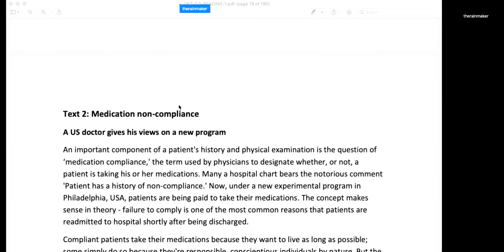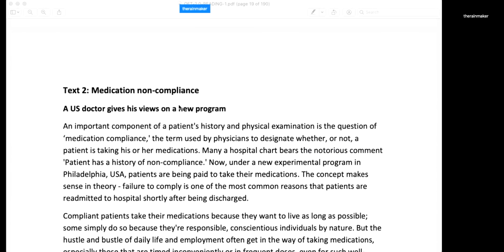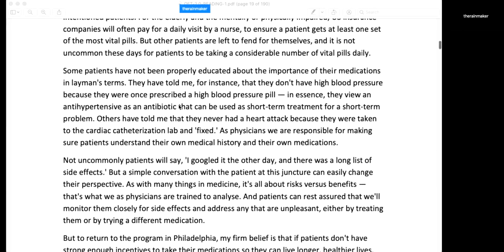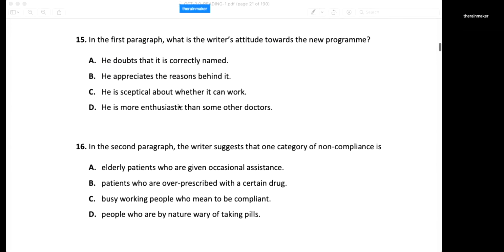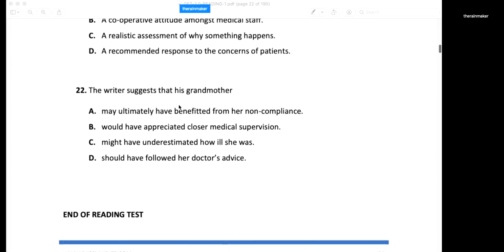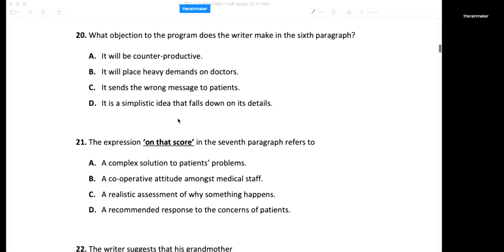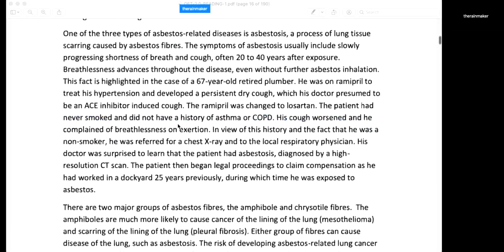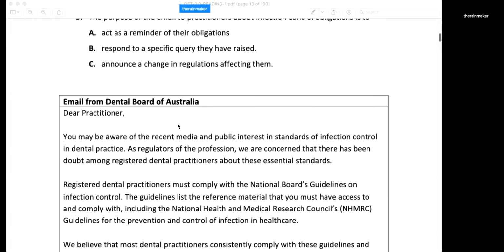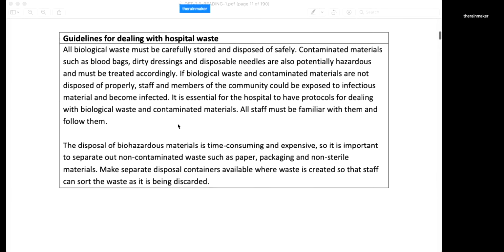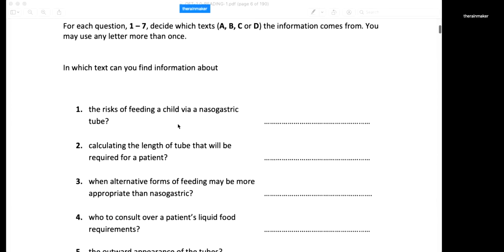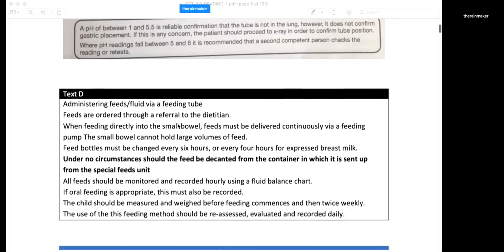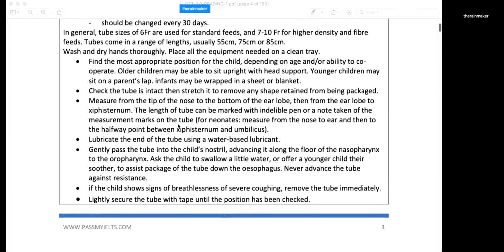After that, we have another one, medication non-compliance. Remember, the first one was about asbestosis, and this is about medication non-compliance. And you see the long paragraph here, and you have 8 questions related to medication non-compliance and end of reading text. So let's go a bit in detail. Let's go and see part A, and we'll come down to part C. This is also going to be a homework, so I'm not going to attempt each and every question for you, but you're going to do it as a practice, and you're going to tell me how much you scored in the practice.